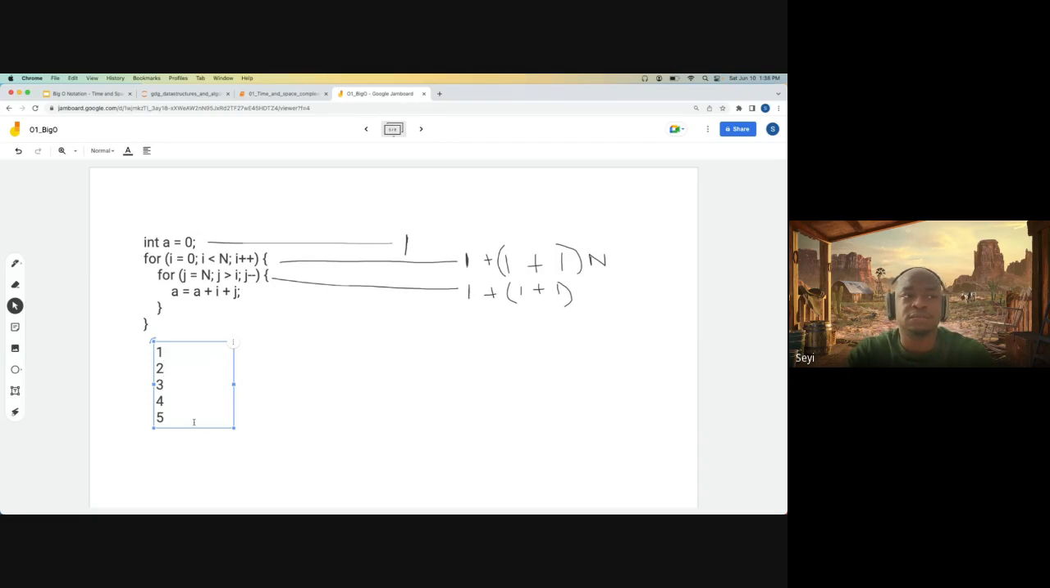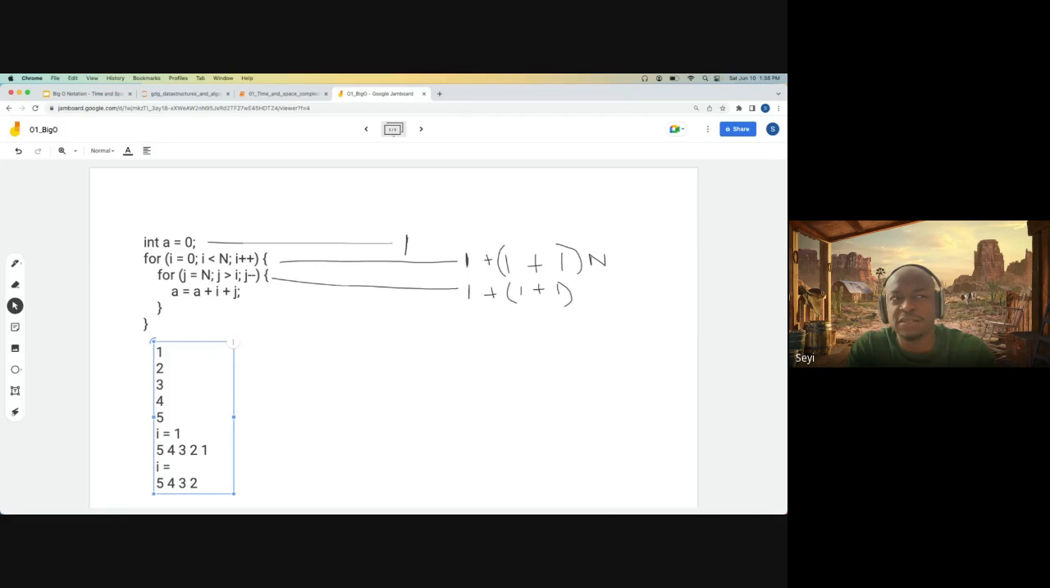Okay, so let's do this. Let's take I equals 1. In the inner loop, we start from n, which is 5, and we count down to 1. Then when it's 1, we don't do it again. What do we do when I is 2? We start from 5 and we count down to 2, because we are counting down to what I is, right?